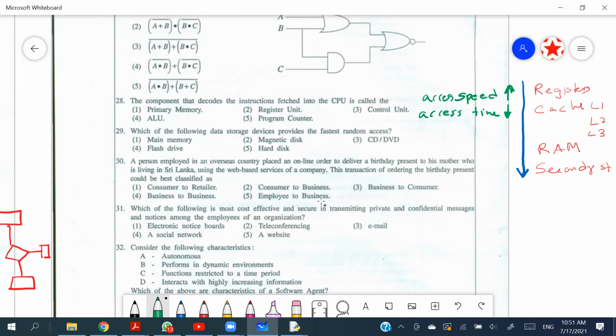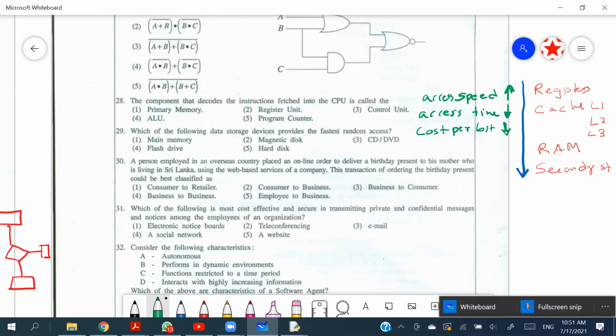So the access speed decreases because if the speed is higher, the time is lower. Cost per bit decreases. Registers have the highest cost, right? And capacity increases. Physical size increases. Density increases, right? So likewise it happens.